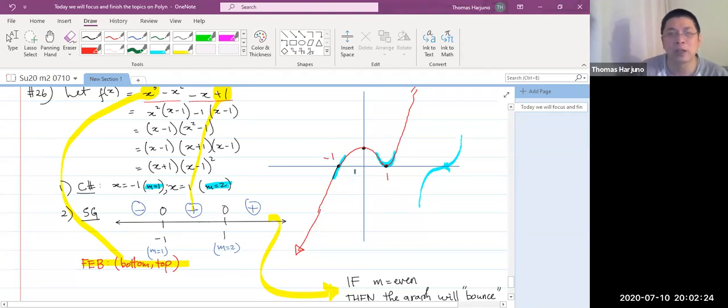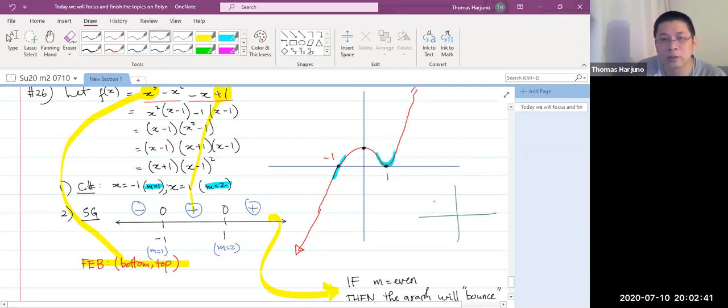Okay, so for example, let me sketch another graph. Suppose I have a graph that looks like this. Now this is not degree 1 for sure. This is not degree 1, not degree 2. You have 2 turning points. So the degree must be 3.